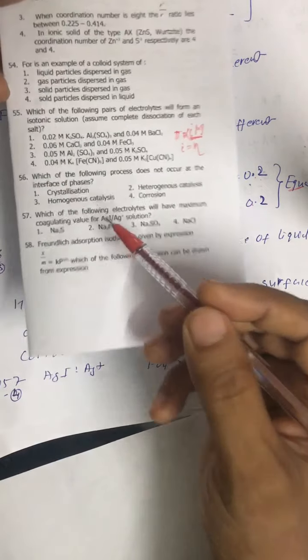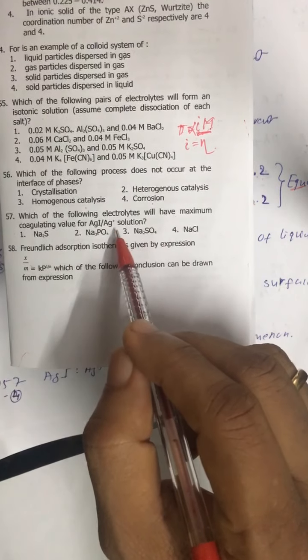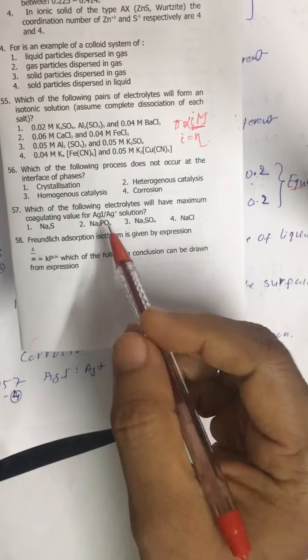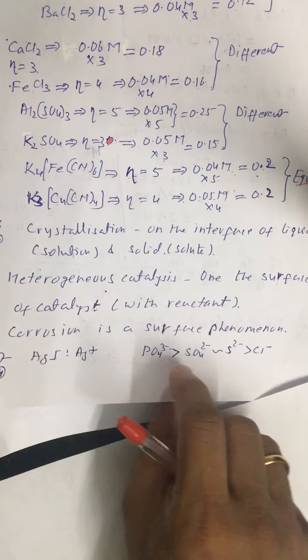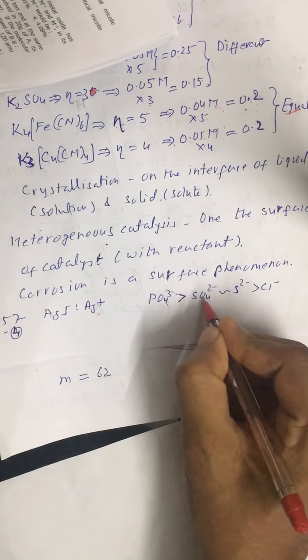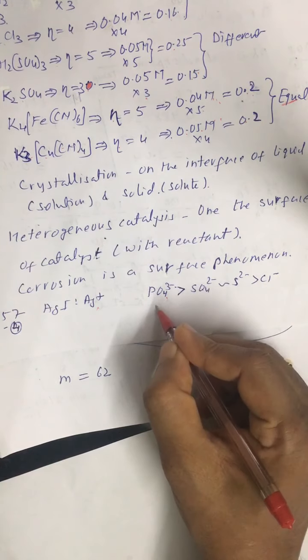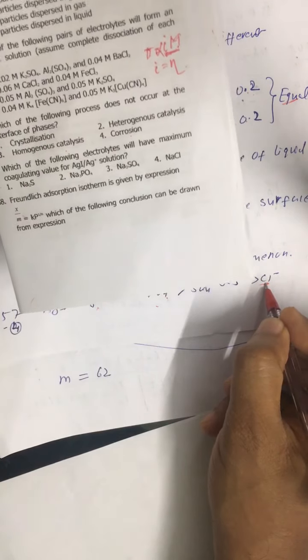Question number 57: Which of the following electrolytes will have maximum coagulation value? Maximum coagulation value means minimum coagulating power. This is a positively charged colloid. For a positively charged colloid, phosphate, sulfate, the coagulating ability of an ion increases with increase in opposite charge. So this is the least effective, Cl negative. So the correct answer is NaCl. 57, fourth option.